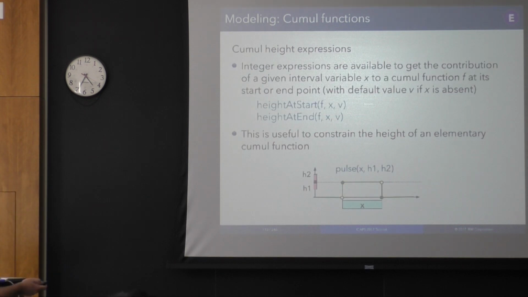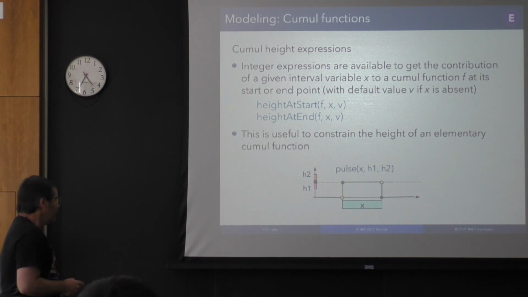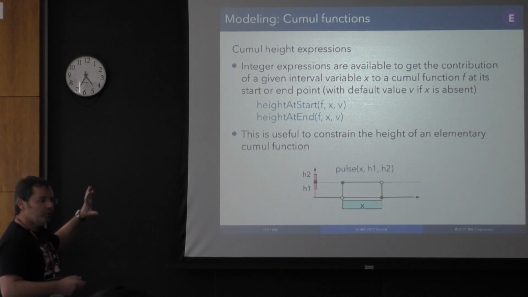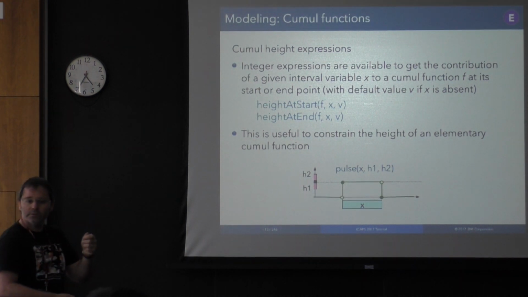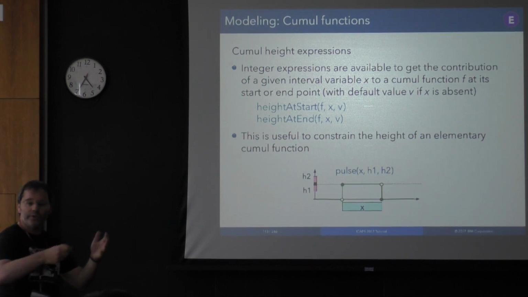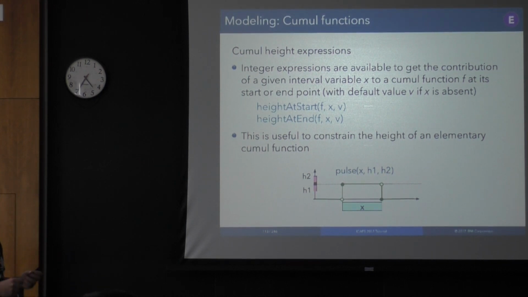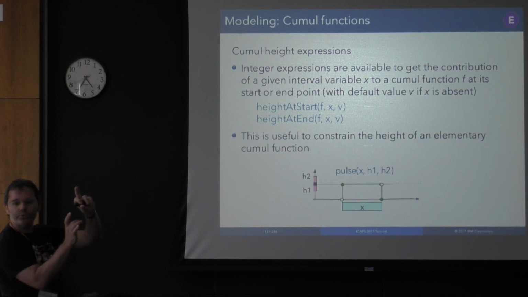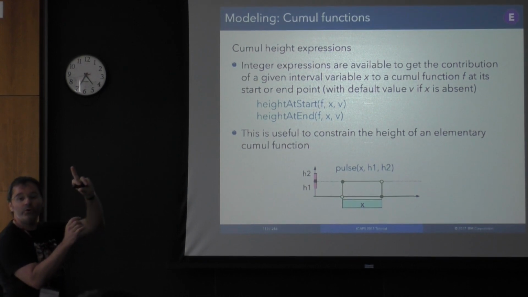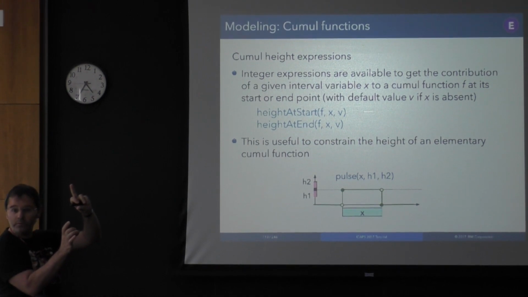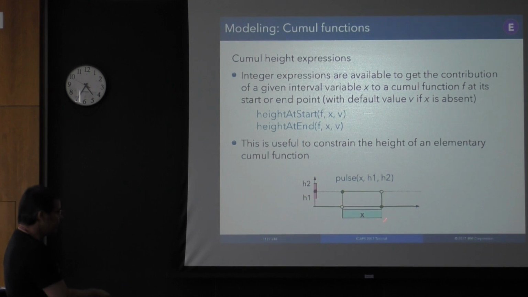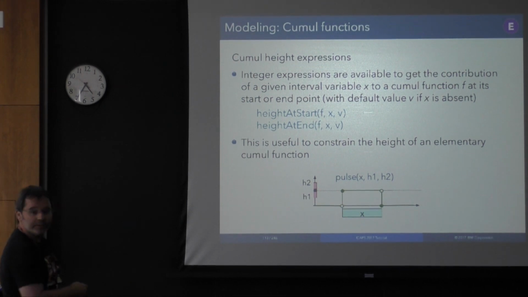You also have an integral expression to get the contribution of an interval variable on the cumul function, and this can be used to control the height. If you are using a variable quantity of resource, you can use this expression after to constrain this variable quantity. A typical use case is when the quantity of resource is related to the duration of the activity. If you are using more resource, the duration will be lower. So you will have a constraint between this height here and the duration of the activity, and you will get this height with this type of expression.